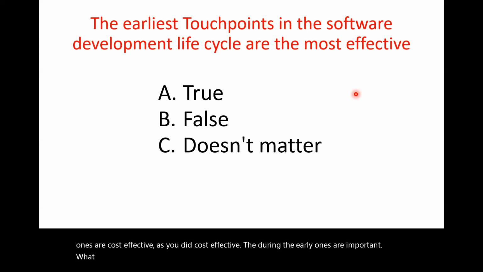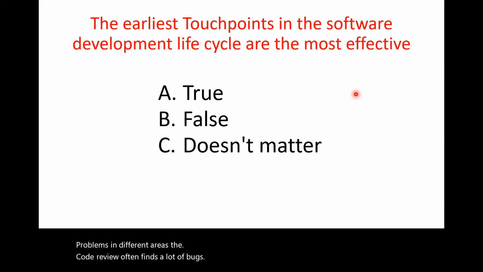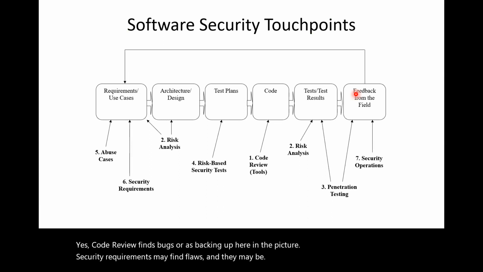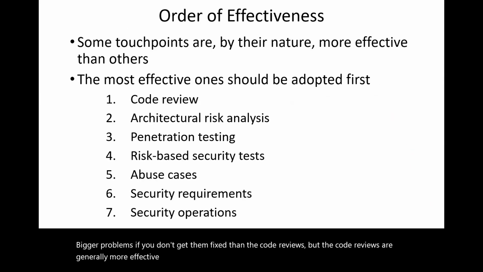What that means is you're more likely sometimes to find problems in different areas. Code review often finds a lot of bugs, whereas, backing up here in the picture, security requirements may find flaws, and they may be bigger problems if you don't get them fixed than those found in code reviews. Code reviews are generally more effective at finding problems.